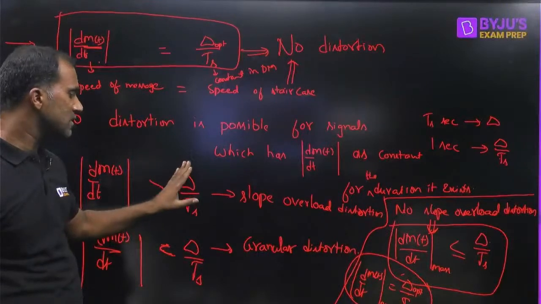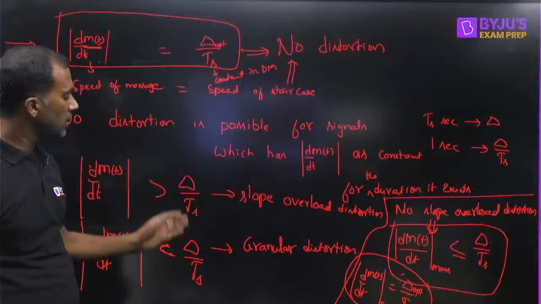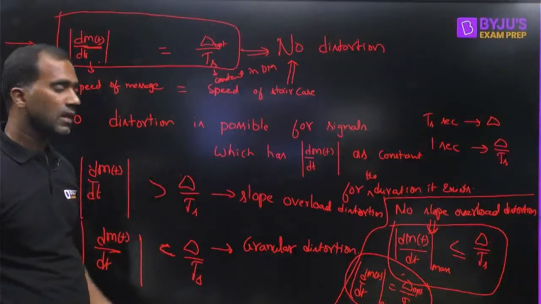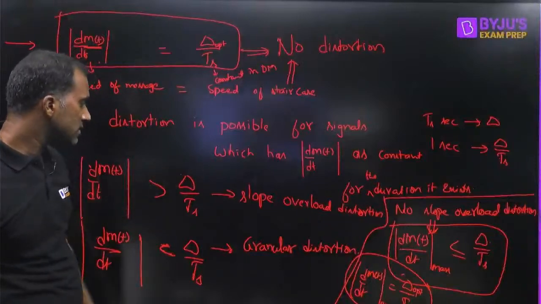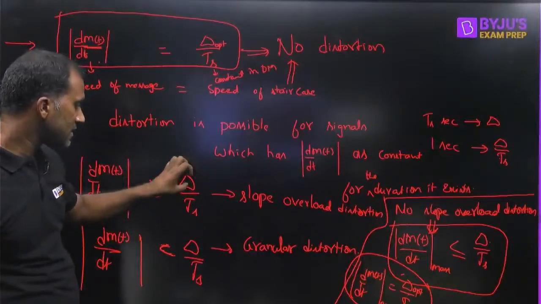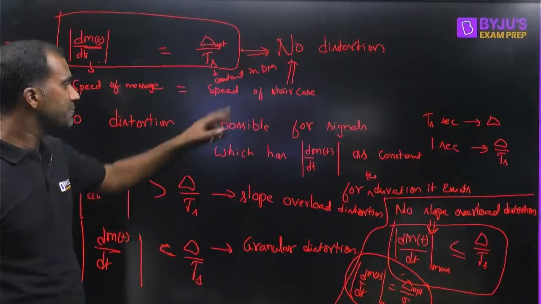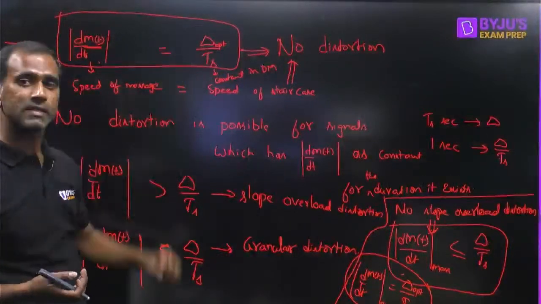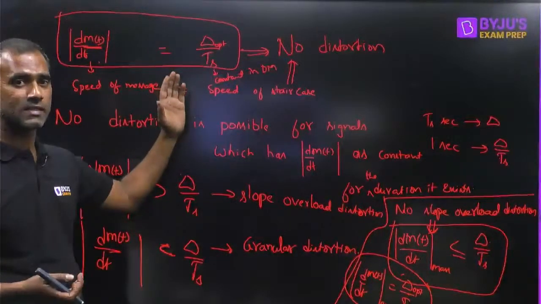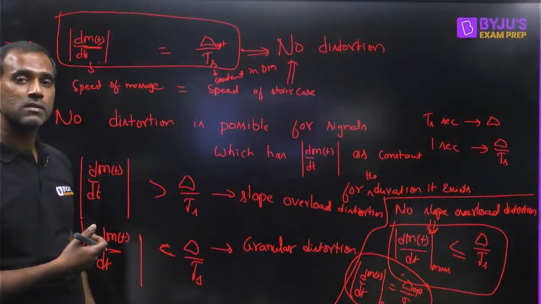You have chosen some step size. So when you choose the step size, message slope is dominating. To increase this, if you can choose a bigger step size, then this value will increase. If this increases, this condition may not happen now. As you increase step size, speed of the staircase increases. If the speed of staircase increases, message need not dominate the staircase.